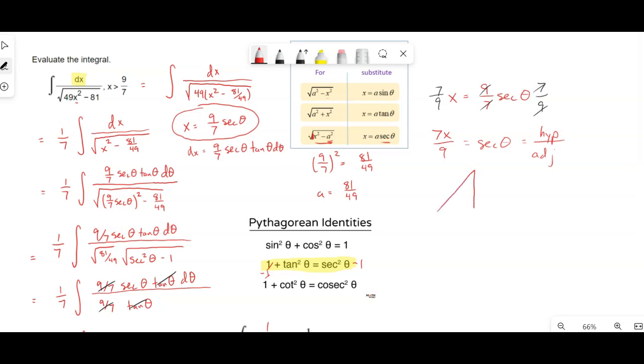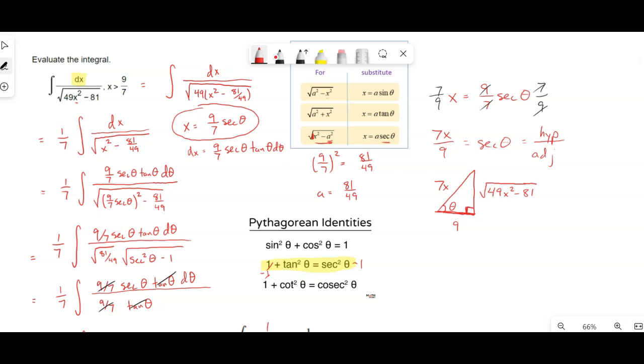So I'm going to draw a right angle, put the angle right there, and the hypotenuse of that, which is opposite the 90 degree, is 7x. And the adjacent side, which is the side that forms the angle with the hypotenuse, is 9. And the Pythagorean theorem would then say that this is the square of the hypotenuse minus the square of the adjacent. Now, secant, we already know what secant is.